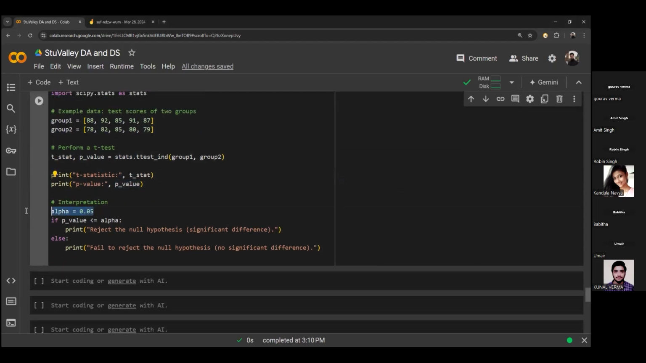Okay, so alpha is 0.05, which means this is a significance value. If our p value is less than this 0.05, we'll say reject the null hypothesis, significant difference.